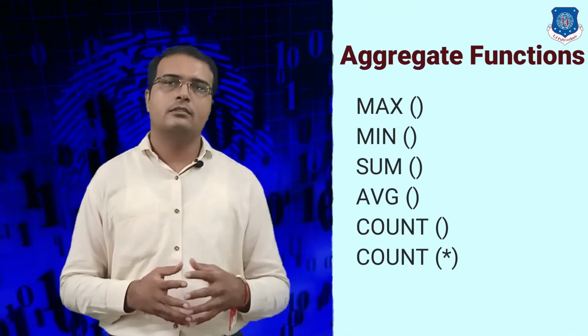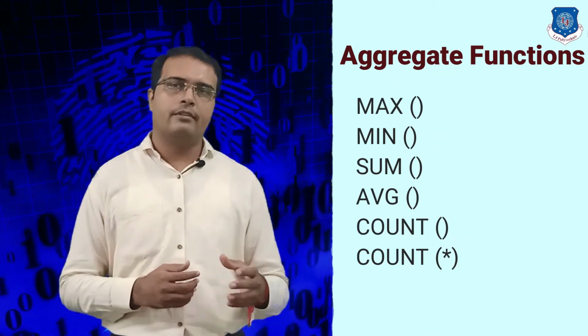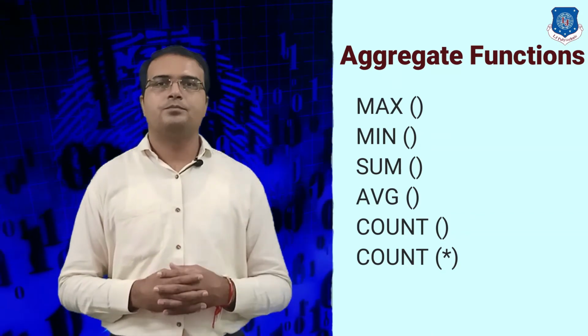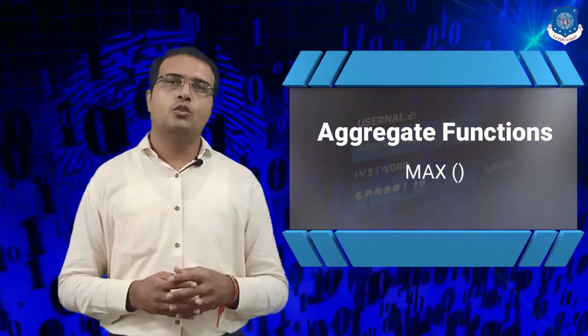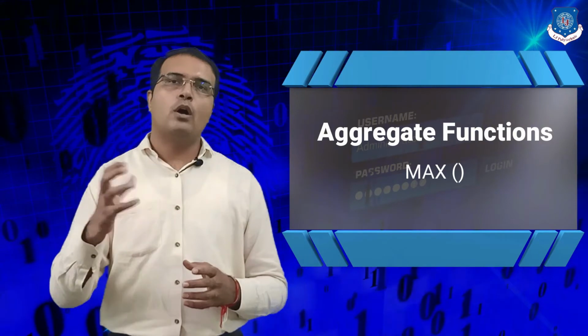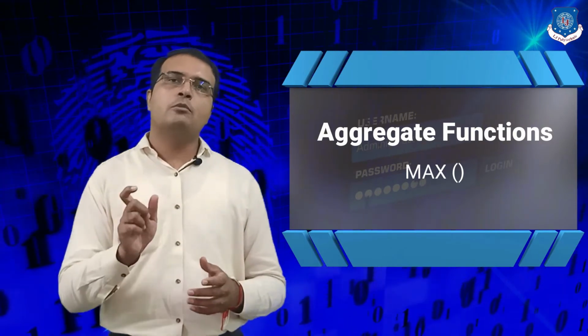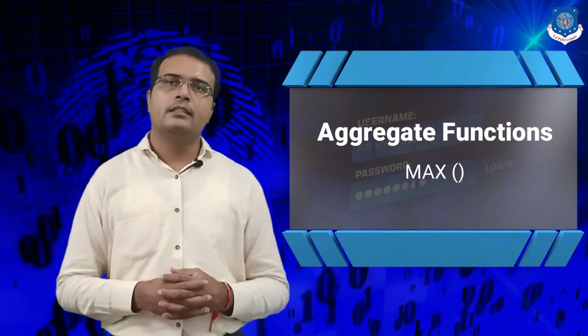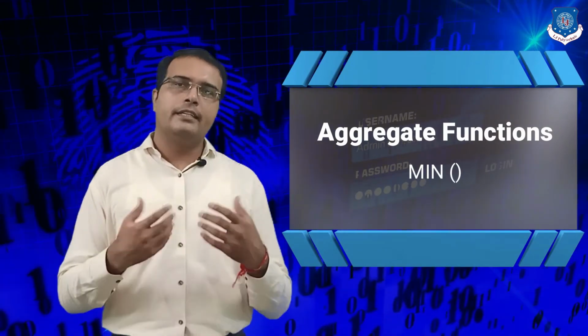In this video, we will understand aggregate functions. In case of aggregate functions, we have several functions like max, min, sum, average, count, count star. Now, what are these functions doing? The max function returns the maximum value for a given column. Means if you want to find out the name of the employee who is having maximum salary, you can use the max function. In case of min, it returns the minimum value of a given column.